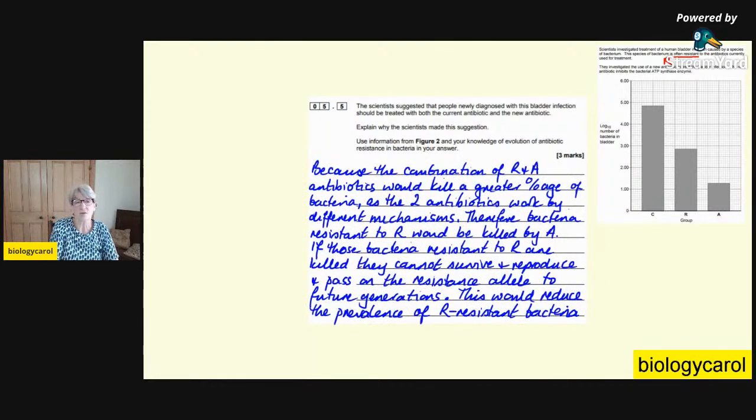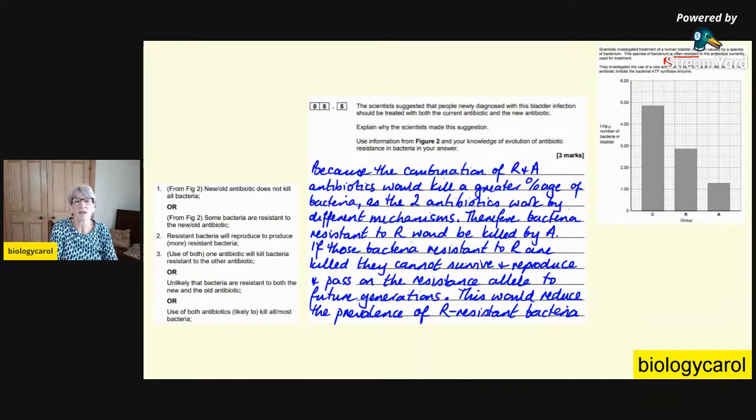So this is what I wrote. Because the combination of R and A antibiotics would kill a greater percentage of the bacteria, as the two antibiotics work by different mechanisms. Therefore, bacteria resistant to R would be killed by A. You're hoping that this would be a cumulative effect. If those bacteria resistant to R are killed, they cannot survive and reproduce. Here am I going into evolution of antibiotic resistance. They cannot survive and reproduce and pass on their resistance allele to future generations. This would reduce the prevalence of R-resistant bacteria.